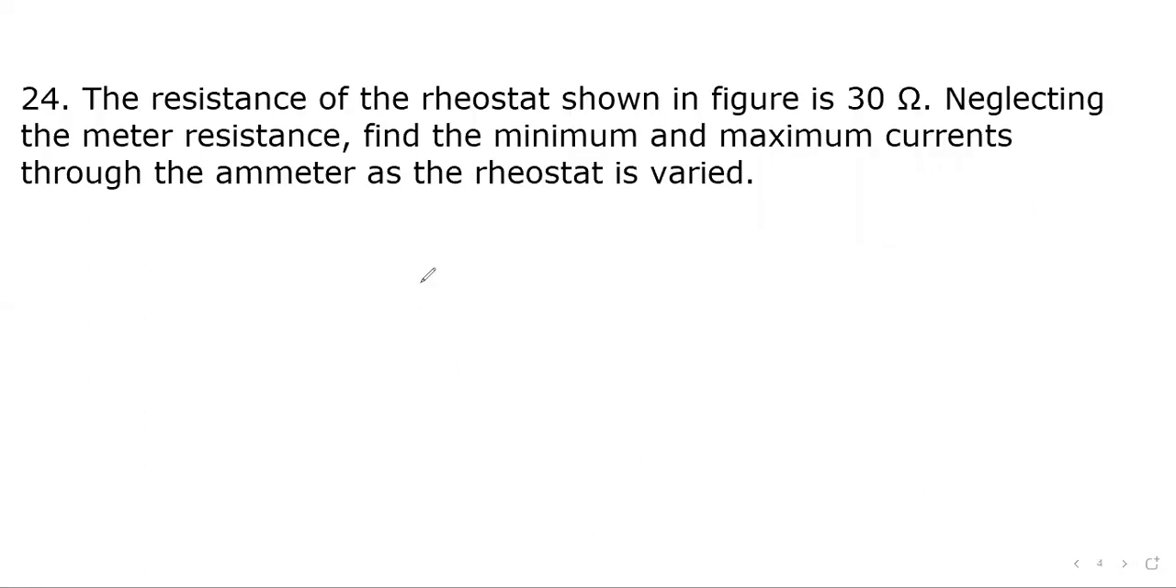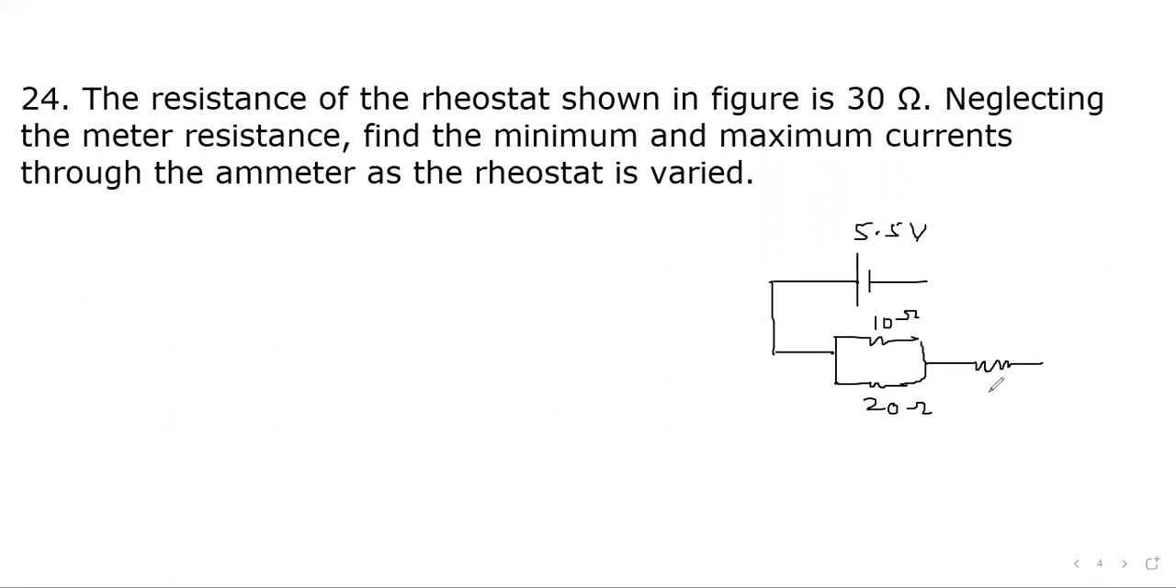Question number 24. The resistance of the rheostat shown in the figure is 30 ohm. The figure is like this. There is a 5.5 volt battery and there are two resistances. This is 10 ohm, another one is 20 ohm, and then there is the rheostat, a variable resistance, whose resistance is 30 ohm, and here there is a meter, and the resistance of the rheostat can be varied.